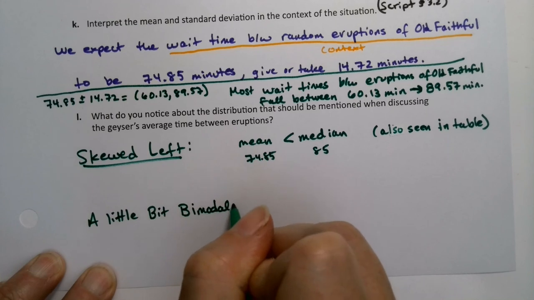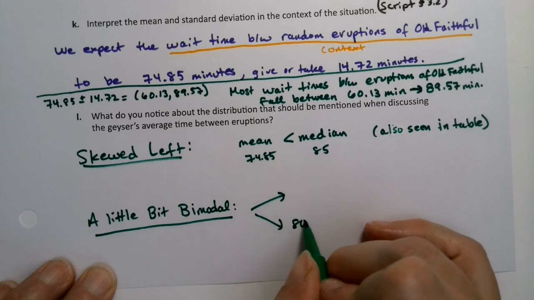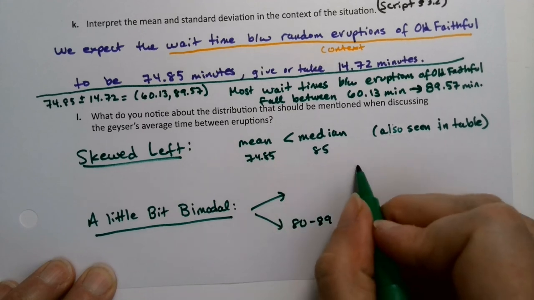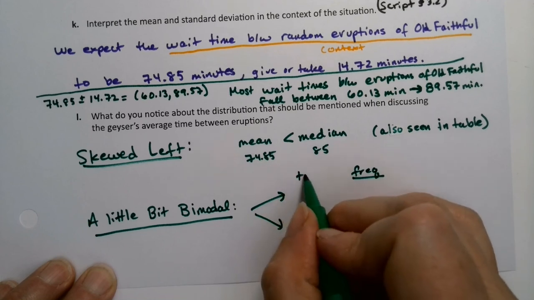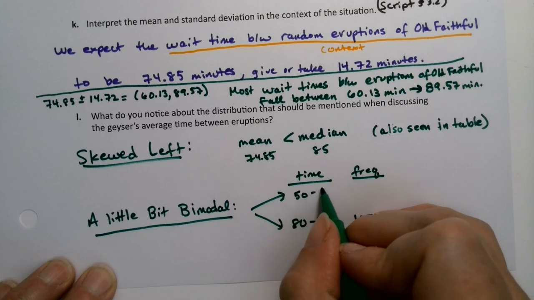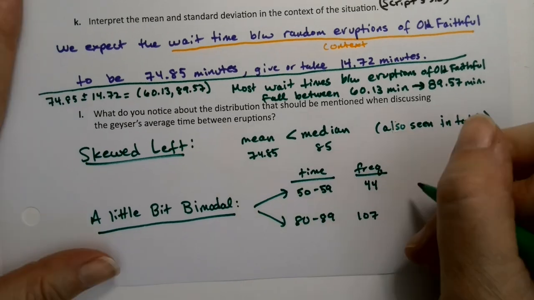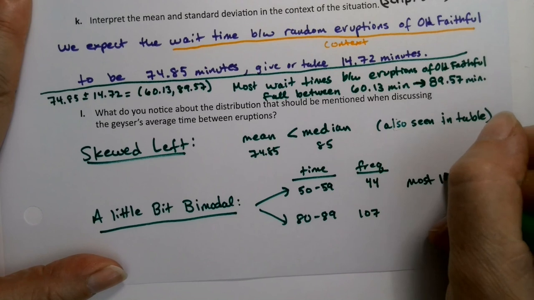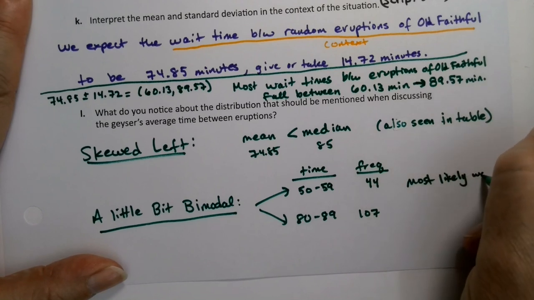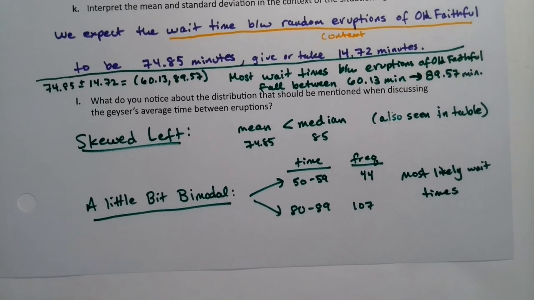I grant you that the 80 to 89 really is a big peak, right? So there's 80 to 89, which had a frequency of 107, but there was also 50 to 59, which had a frequency of 44. And really, they were the two big hitters. Those are the most likely wait times, being practical. Which is why the park ranger said, oh, you're probably going to wait around an hour, or you're going to wait an hour and a half.